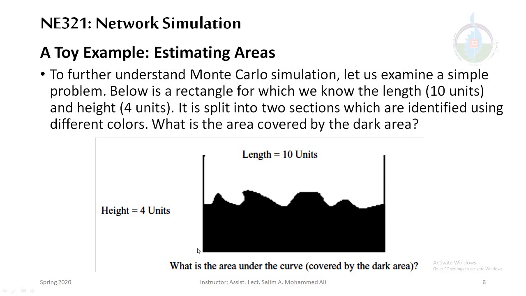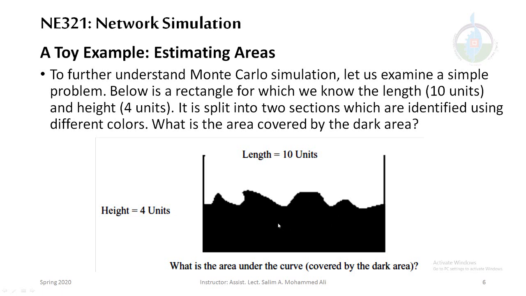For example, the area of a rectangle is its length multiplied by its width, which in this case is 10 by 4. The total area is 40, because it's a regular shape. But how about an irregular shape? How can we measure or estimate the area of this irregular shape?